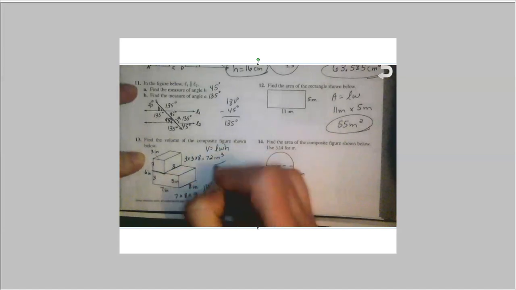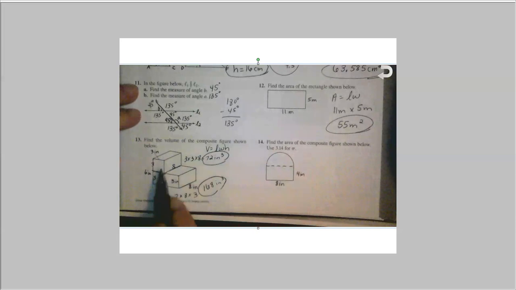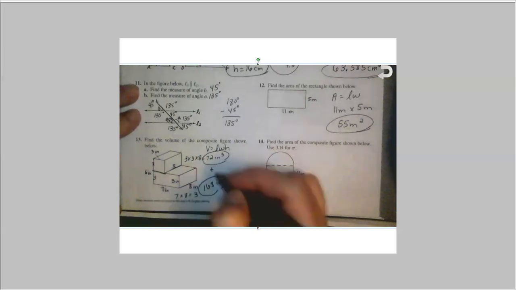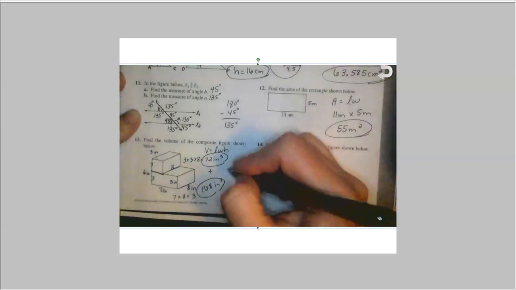So we've got 2 different measures for each of those rectangular solids. Now we need to add those together to get a total. So 72 plus 168 would be a total of 240 cubic inches. That's the volume of that entire composite figure. So divide it into shapes that you can find the volume for, and then add those together.